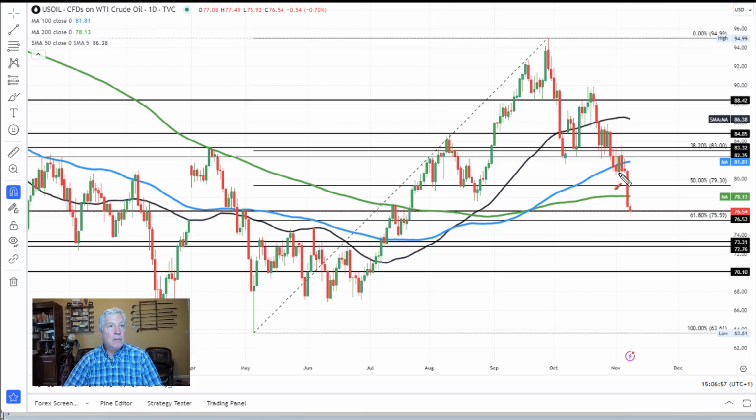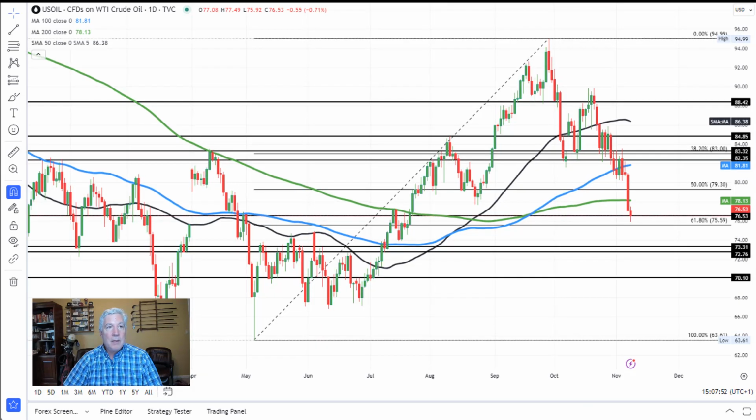This is a daily chart of oil, and we've seen a sharp move to the downside. The low price in trading here today got down below the $76 level, at $75.92-ish. We're currently back up trading at $76.55, but in trading yesterday we also moved below the 200-day moving average. That's the green line in this chart, and that is more bearish for the price of oil, and that level currently comes in at $78.13.